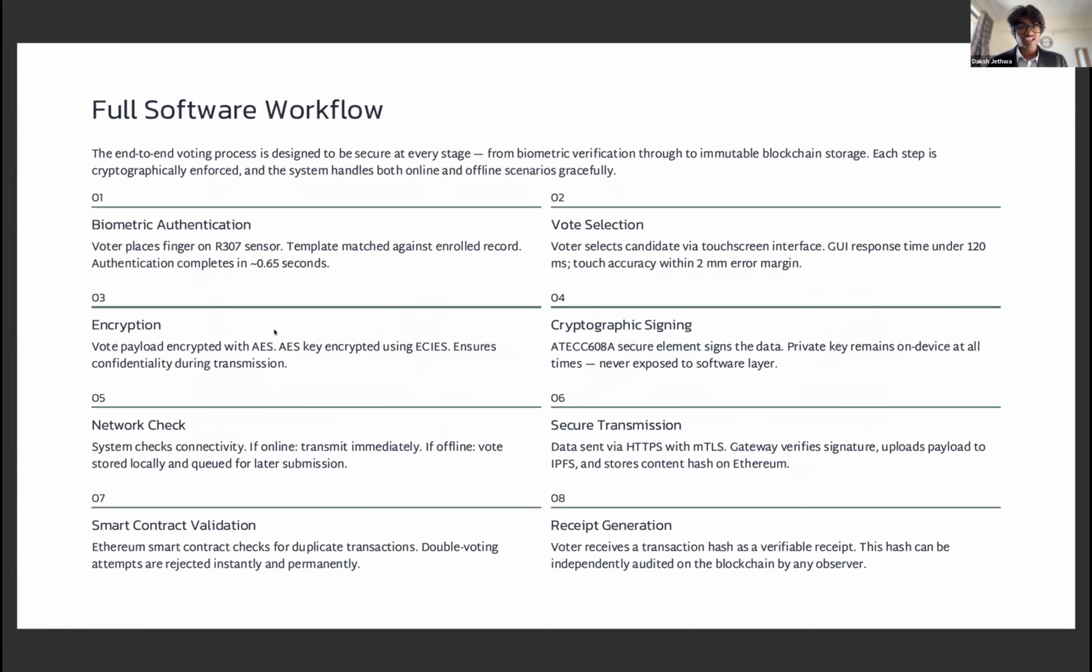Okay, so now let's experience the system from a voter's perspective. The voter scans their fingerprint, verified in under 1 second. They can select their candidate using a touchscreen interface. The vote is encrypted, digitally signed, and securely transmitted. Even if the network fails, the vote is securely stored in the kiosk and is then pushed onto the blockchain when a secure connection is established. Finally, the voter receives a transaction hash, a receipt that allows independent verification of the vote.